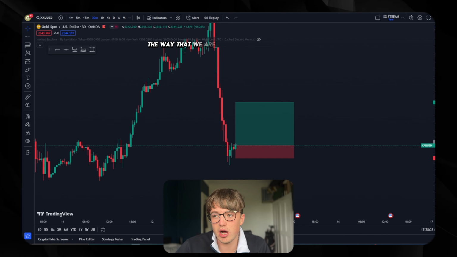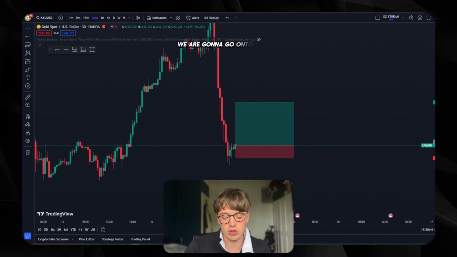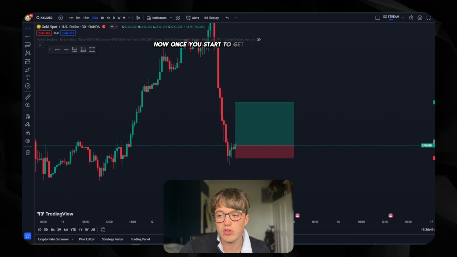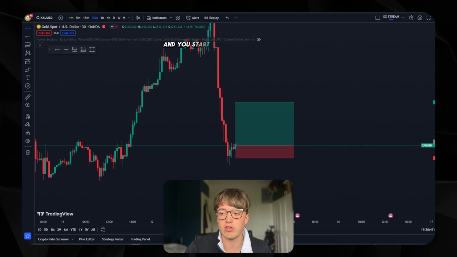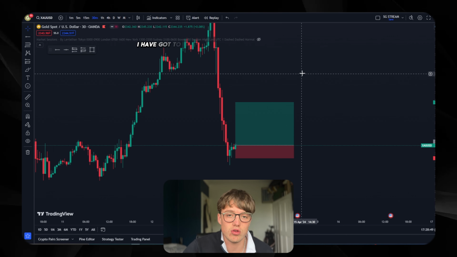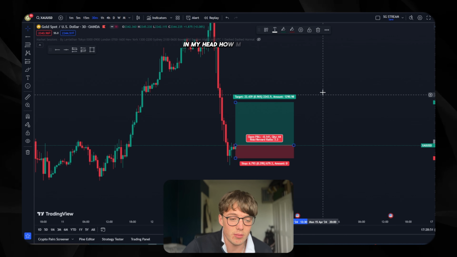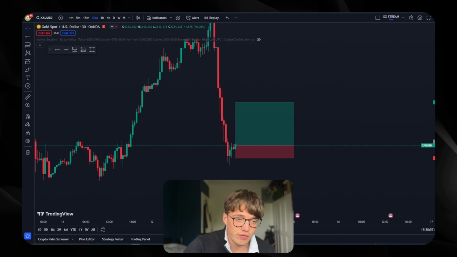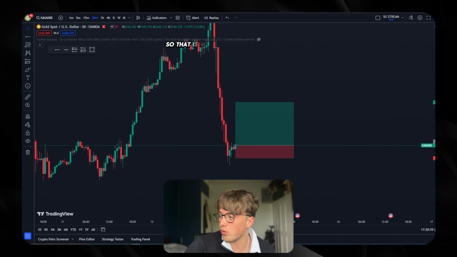Now the way that we are going to calculate this risk is we are going to go onto Google and type in Forex lot size calculator. Once you start to get more used to this and you do it every single day, I have got to the point where I can calculate in my head how many lots I would need to be risking 1%. But when I started off, I was using a lot size calculator too, so that is what we are going to do here.